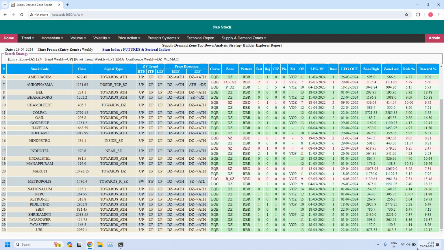All the bright green color zones are indicating all-time high zones. They don't have supply zones. Only a few stocks are having a demand zone as well as a supply zone. Okay, this is about stocks having an uptrend and also having a weekly EMA confluence. Now let us look for supply zones having weekly EMA confluence, but the trend should be downtrend.